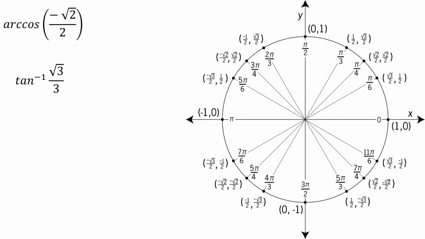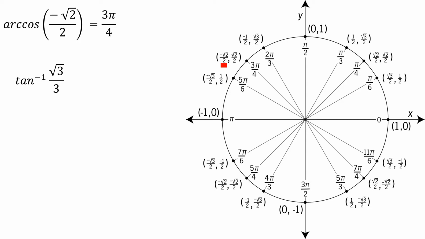Better do at least one cosine, at least one tangent. So when I'm looking for arc cosine of -√2/2, I remember I'm looking for quadrants 1 and 2. Sure enough, in quadrant number 2, I find cosine can be -√2/2. So the angle is 3 pi over 4.